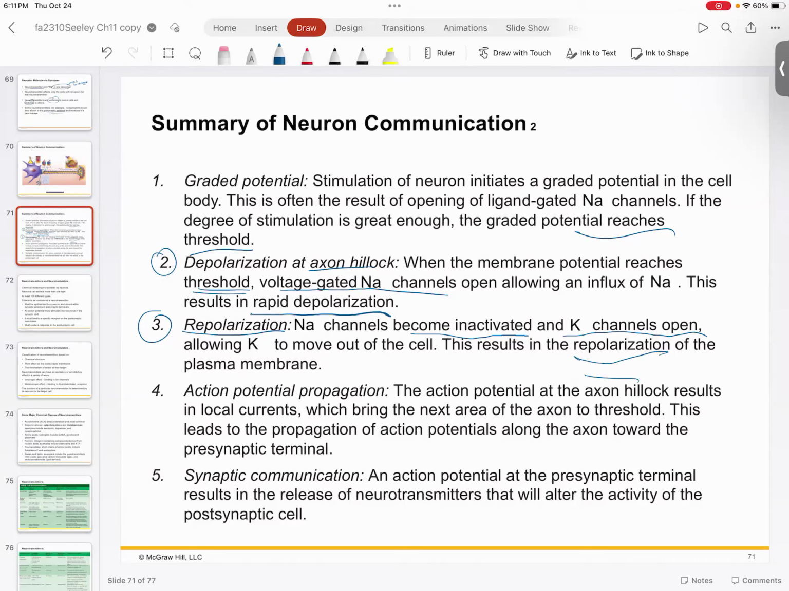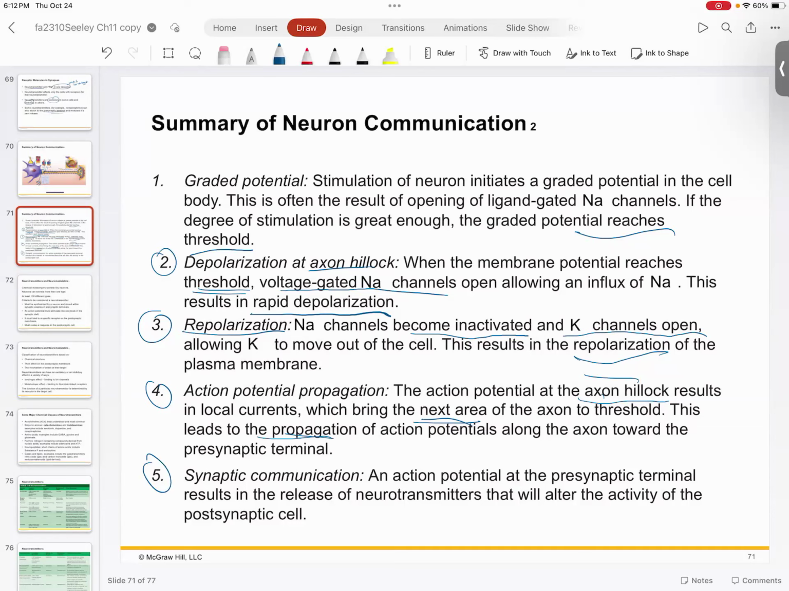And then once it repolarizes, while that piece is repolarizing, we are propagating the action potential as it moves from one segment of membrane to the next. Basically, it's starting at the axon hillock. Those local currents will move to the next area, the adjacent membrane, where it will reach threshold, and that leads to the propagation, continuous or saltatory, depending on your structure, as the action potentials start to move down the axon heading toward the presynaptic terminal.